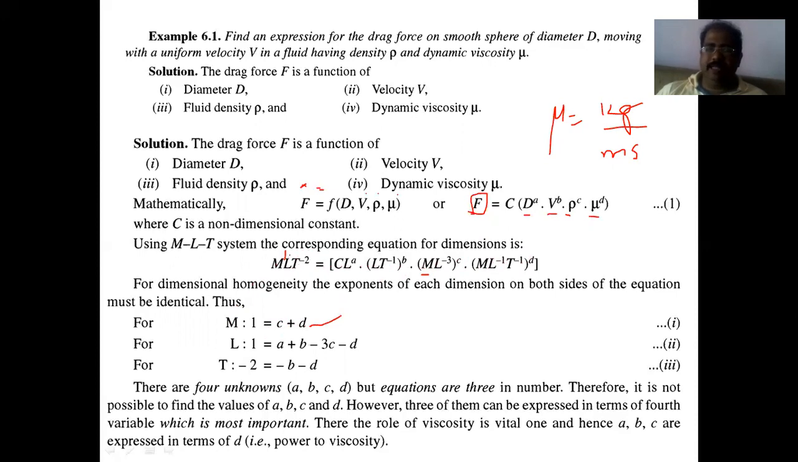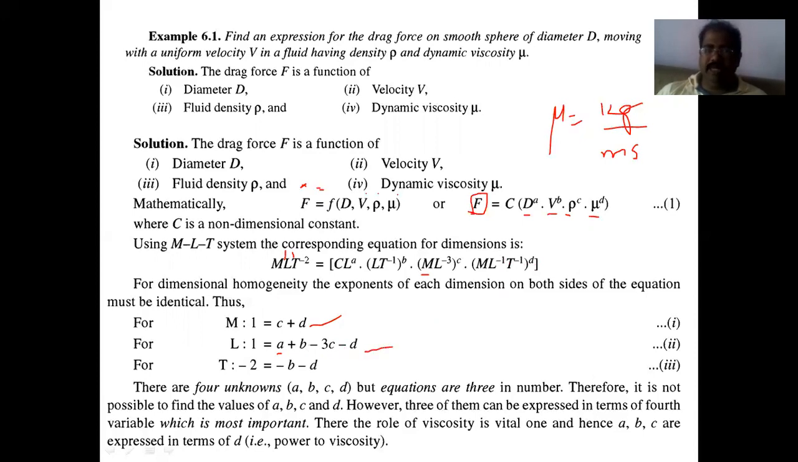Then second is the length. For length, again the power is 1. So L raised to 1 is equal to L raised to power a, that's why we are using a. Then L raised to power b, so just plus b. Here the power is minus 3c, that's why we are using minus 3c. And here L raised to power minus 1 d, that's why we are using minus d. This is the second equation.